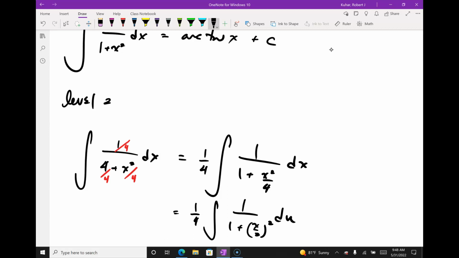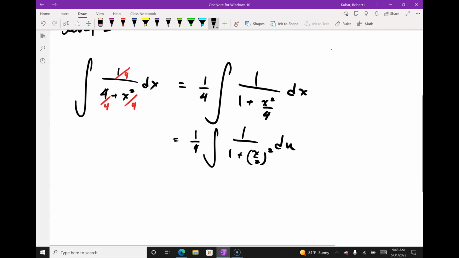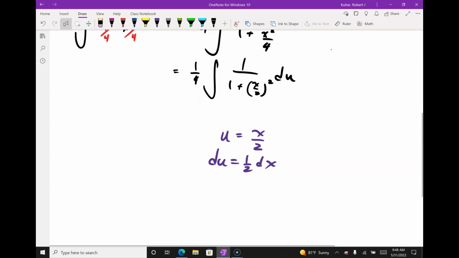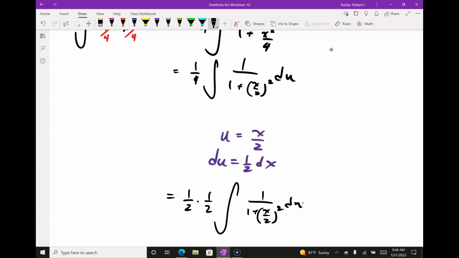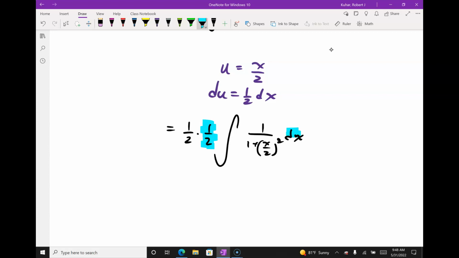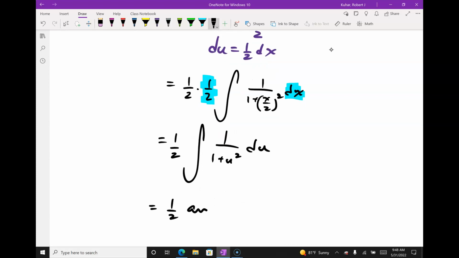Remember, I want 1 over 1 plus u squared, right? So now I have to do a u sub. And this is where I said the u inside is not that clear, but now it should be a little bit clearer that u is x over 2 and du is 1/2 dx. And you see I have a 1/2 dx, right? In blue here, 1/2 dx. That's du. So I have 1/2 of the arctan of u, which is x over 2, all plus c.